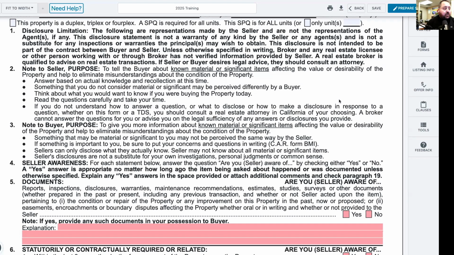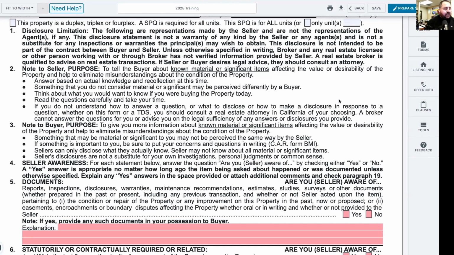Sellers can only disclose what they actually know. Seller may not know about all material or significant items, and that's true. We don't know everything about our houses, okay? Sellers' disclosures are not a substitute for your own investigations, personal judgments, or common sense, which is supremely uncommon in real estate transactions from all parties involved.